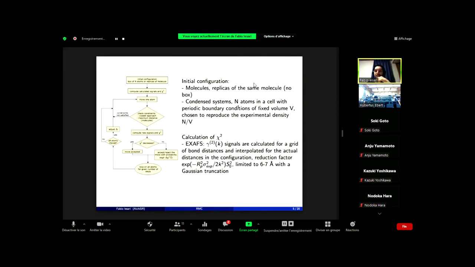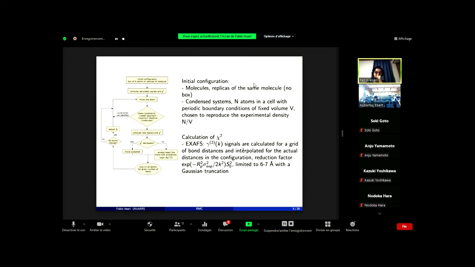So in the case of molecules, it's just single molecules repeated many times in space but uncorrelated. While for condensed systems, it's a given number of atoms in a given volume, and this volume is kept fixed. So one requirement is that we should know the experimental density of the system that we are studying, so that we can fix the correct density. Then from this initial configuration, we calculate the initial signals, and we calculate the initial residual. So for EXAFS, we actually calculate only the two body.